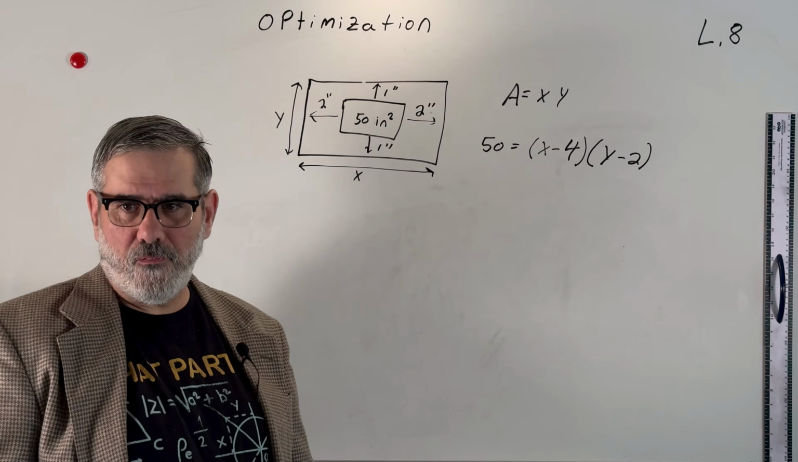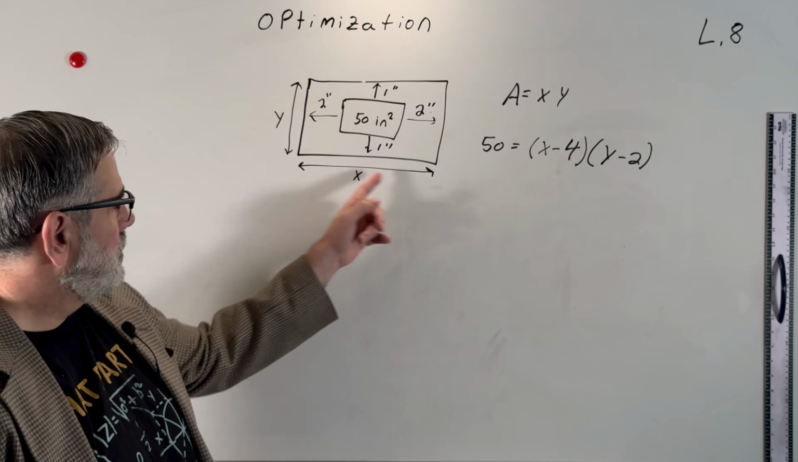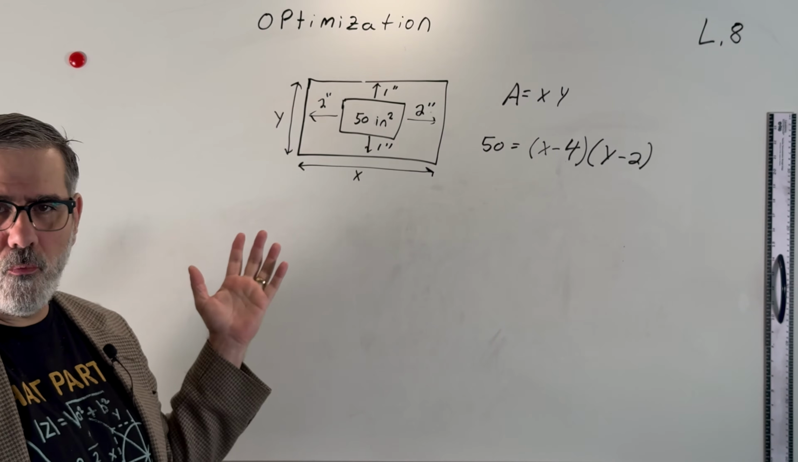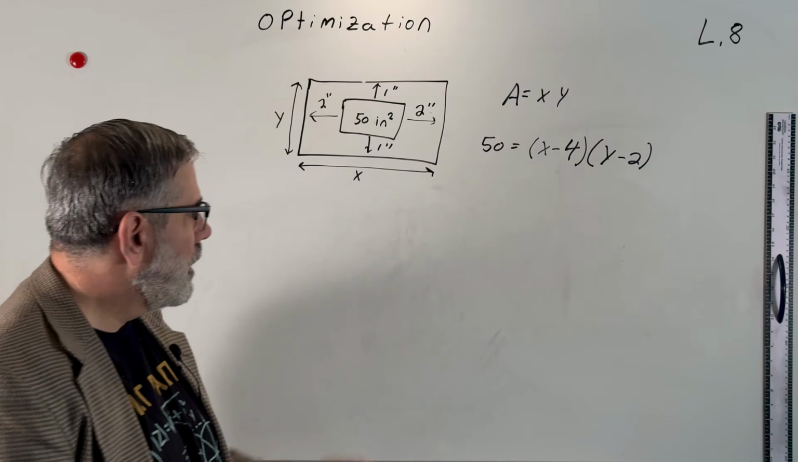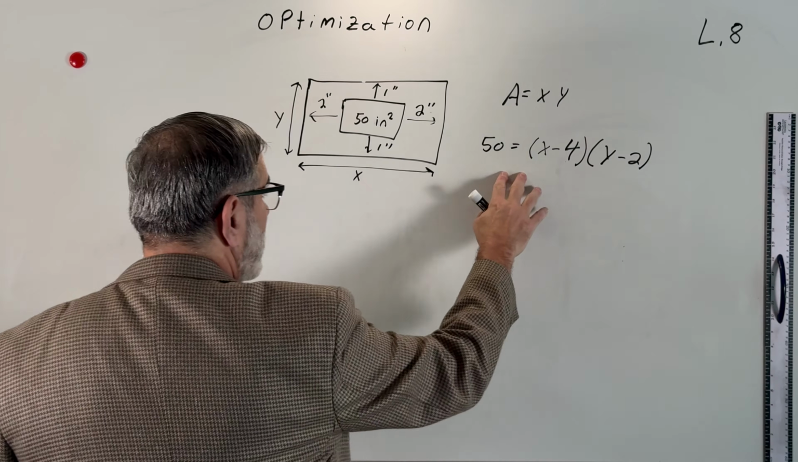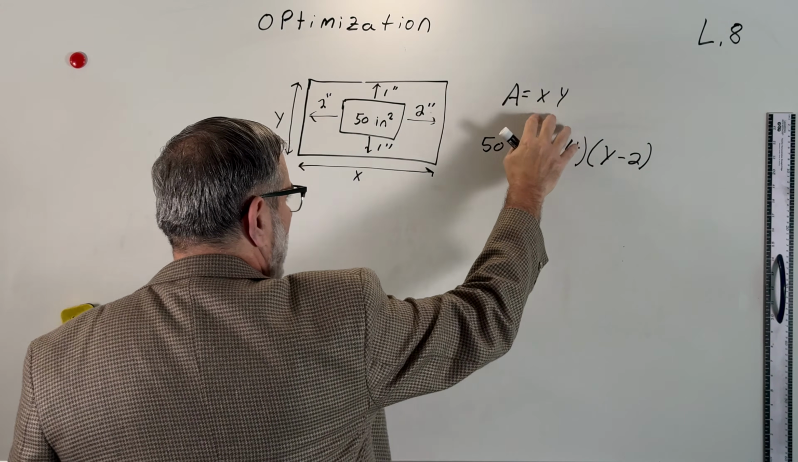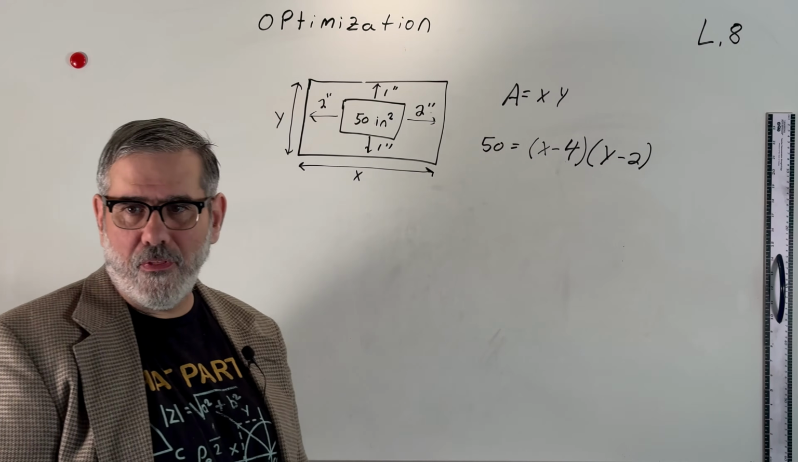Everyone sees why that follows, right? Yeah? So it was from the picture that we drew that we were able to write this second equation. Now, we can use this constraint to eliminate one of these independent variables, x or y, in the area formula.